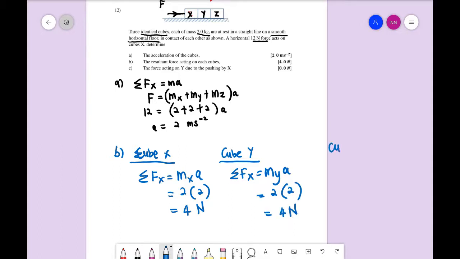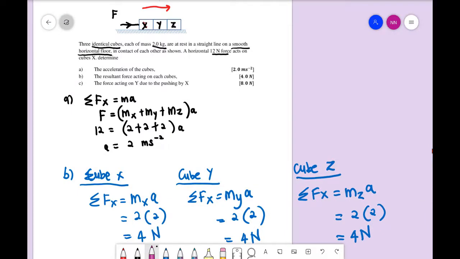And then for cube Z, net force equals ma. Mass Z is 2 kilogram and acceleration of cube Z is also 2 meters per second squared. So the resultant force for cube Z is also 4 Newton.